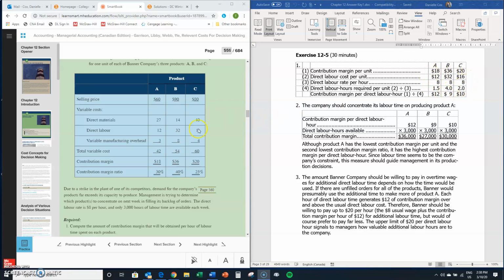Now that could be given to you like this in a question where you have to work out how many hours, or it could be given to you directly. It could say it takes 1.5 direct labor hours. So that's something you need to look out for in a question.